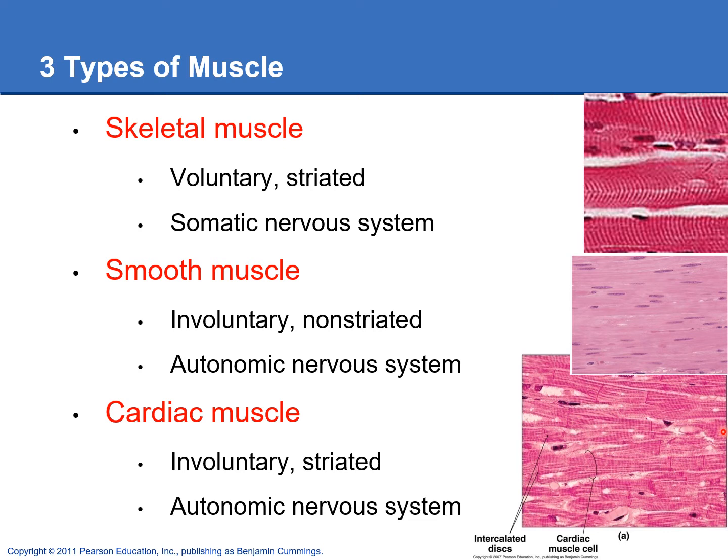Smooth muscle is called that because it looks smooth. There's no striations or stripes on it. And it's under involuntary control because it's innervated by the autonomic nervous system. And then cardiac muscle is a cross between skeletal muscle and smooth muscle. So you're going to see characteristics of both of those. So it is striated like skeletal muscle is, but it's under involuntary control like smooth muscle is. So it's innervated by the autonomic nervous system.